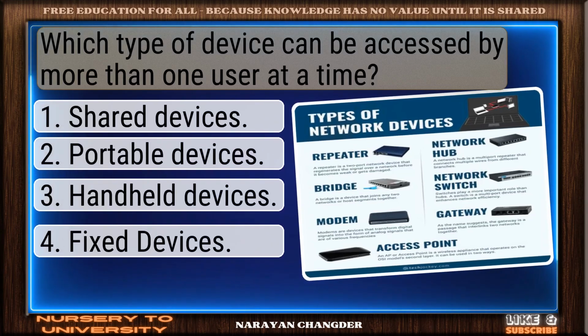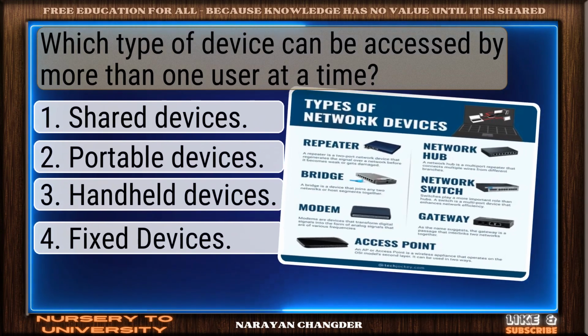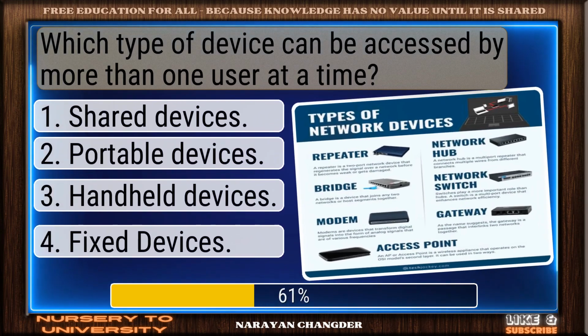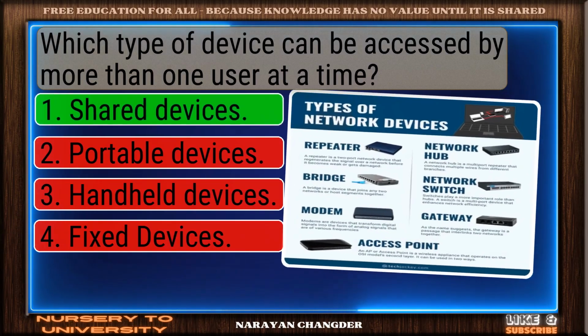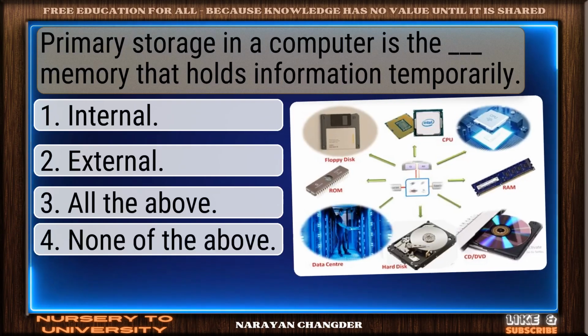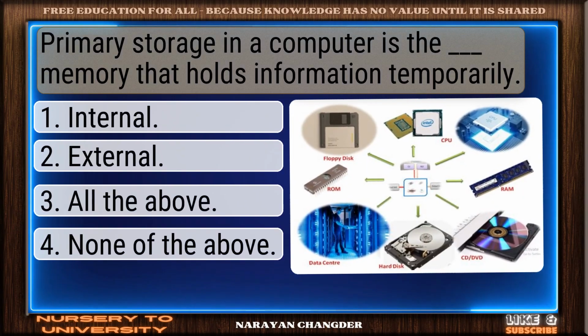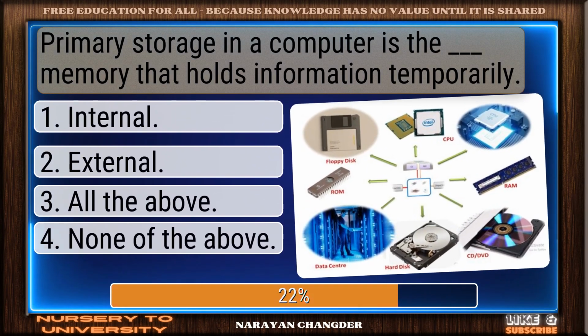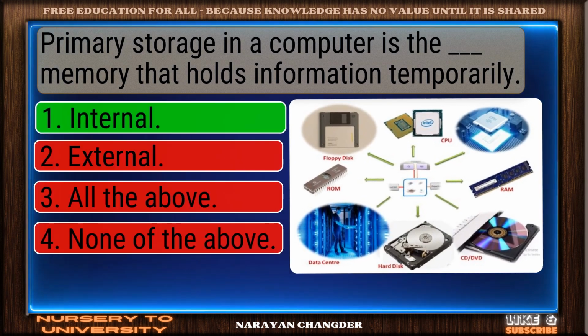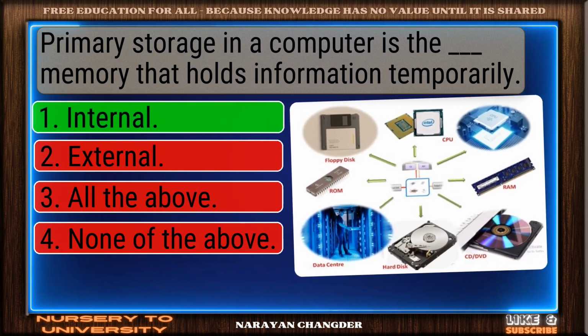Which type of device can be accessed by more than one user at a time? Nice selection. Shared devices is the correct and valid answer. Primary storage in a computer is the dash memory that holds information temporarily. Valid point. Internal is true.